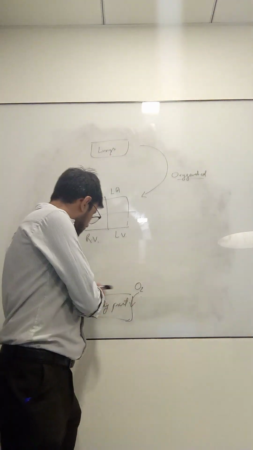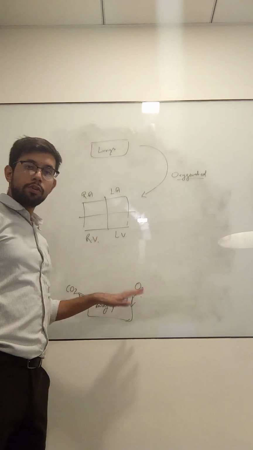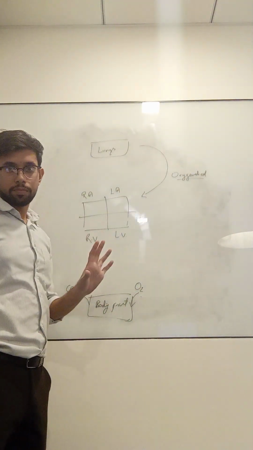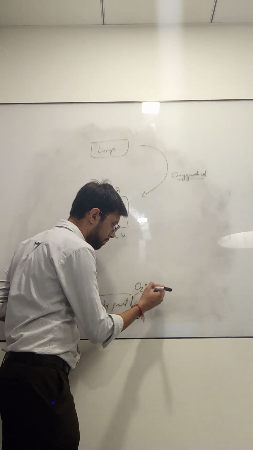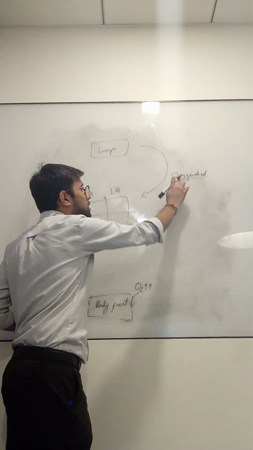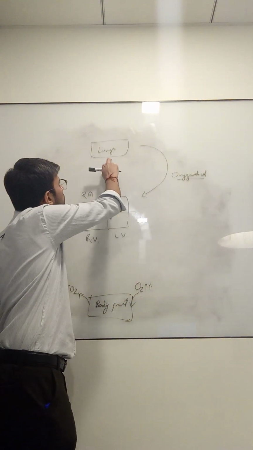So how will this oxygen and CO2 travel inside our body? That would be through our blood. When the concentration of oxygen is high, that would be called oxygenated blood. And how would this concentration of oxygen be high? It would be through the lungs.